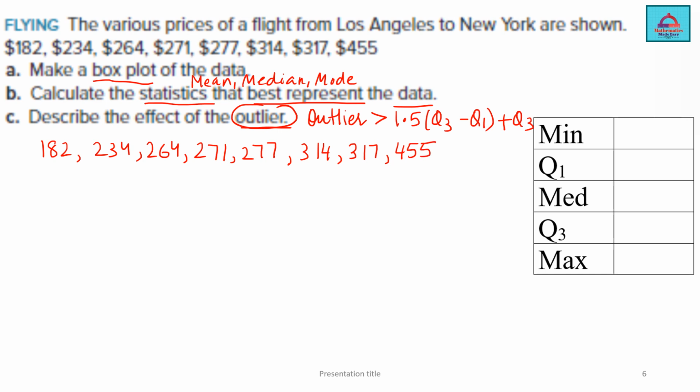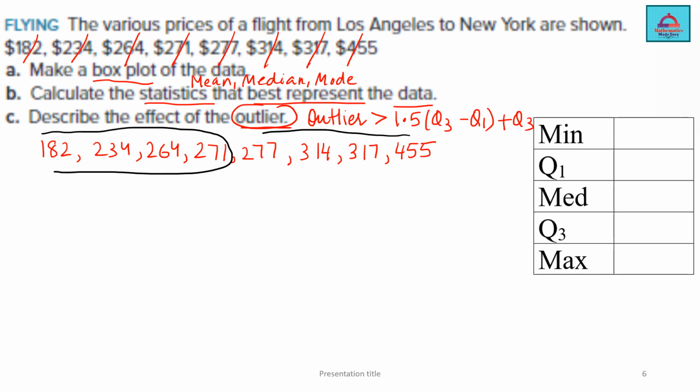So just check. Have we taken all the numbers? 182, yes. 234, yes. 264, 271, 277, 314, this one, and this one. Oh, amazing. It was already given in ascending order. So no need to change it. Now you see, it is divided into 2 parts. So 1, 2, 3, 4, 5, 6, 7, 8. There are even numbers. That means this is one part.